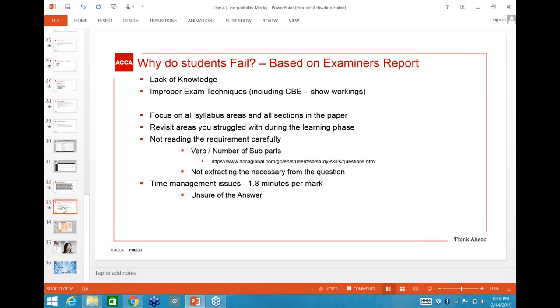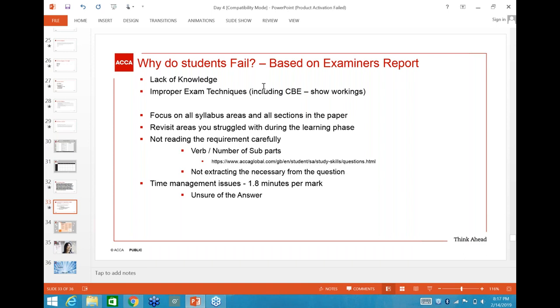So summary again, why do we fail? Lack of knowledge. Please put every piece of your syllabus into your heads, guys. Improper exam technique, like what I said just now, read the verb. Make sure that you give the reason for the explanation, not necessarily say gross profit has gone up or come down, this is good. Those aspects that we discussed. Do not use the calculator to do the workings on the CBE platform. Show the workings on the platform itself. Be thorough with how to use the CBE platform.